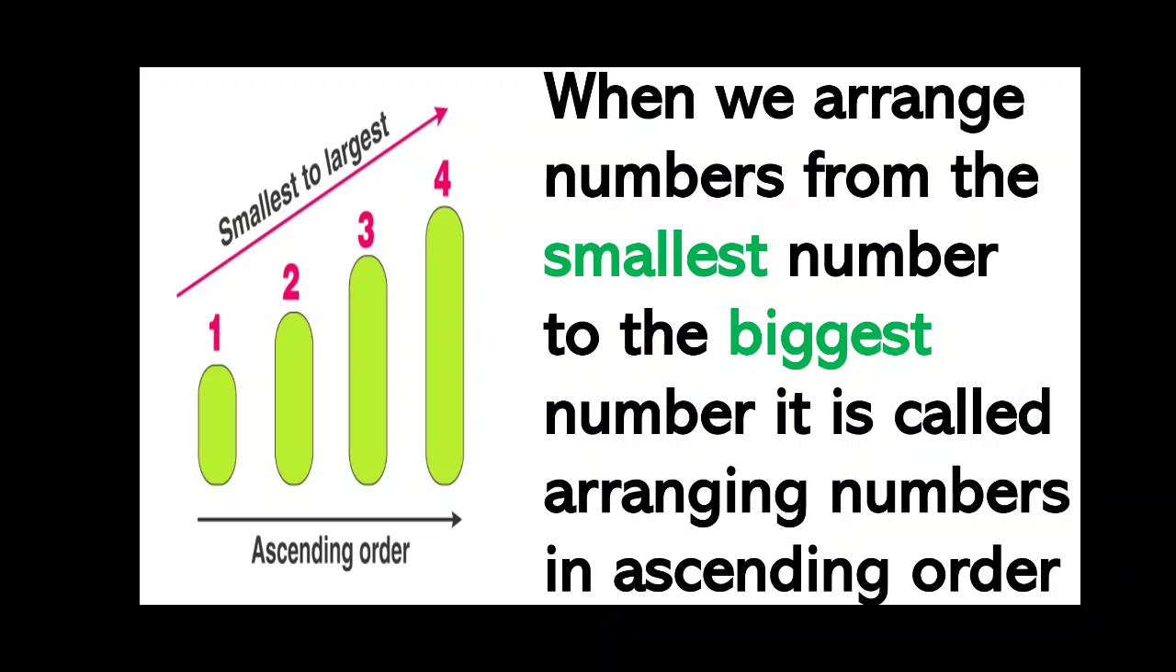Children, can you see the picture? You can see in the picture that the numbers are arranged from the smallest number, that is 1, to the biggest number, that is 4. So children, when we arrange the numbers in this manner, that means we have arranged numbers in ascending order. To arrange the numbers in ascending order means to arrange the numbers from a small number to a big number.